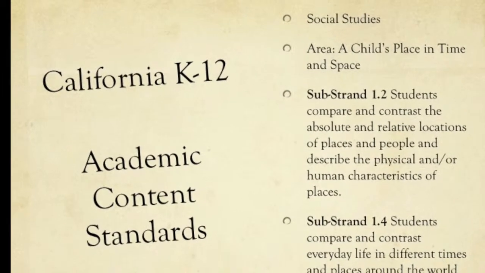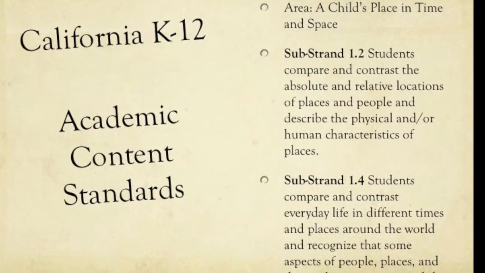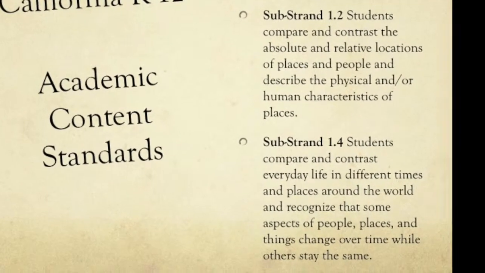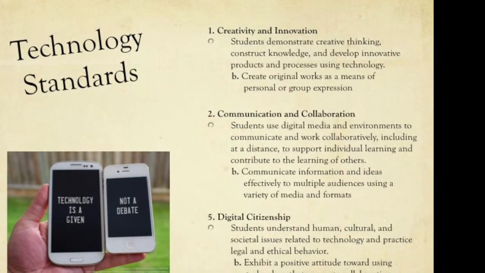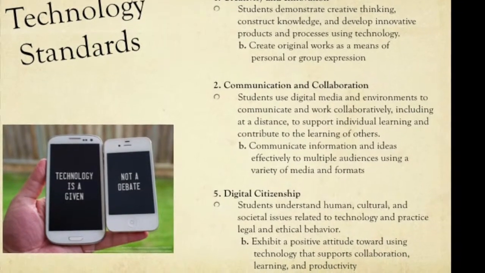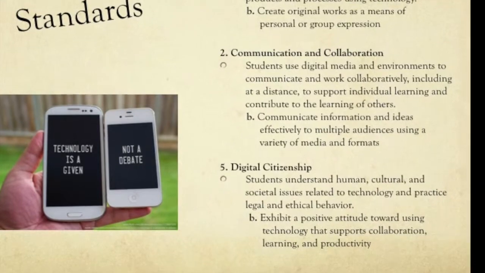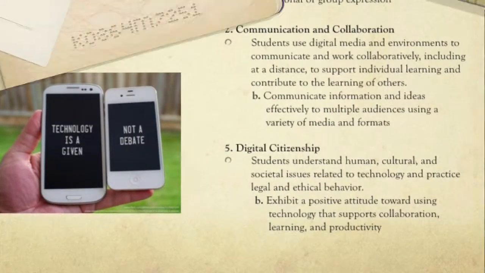It will also be covering California K-12 Academic Content Standard, A Child's Place in Time and Space, Substrand 1.2 and Substrand 1.4. Students will also be required to use technology in a responsible and positive manner, demonstrating Standard 1, Creativity and Innovation, letter B, Standard 2, Communication and Collaboration, letter B, and Standard 5, Digital Citizenship, letter B.